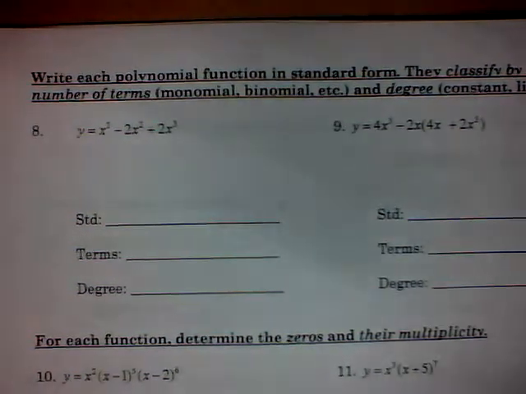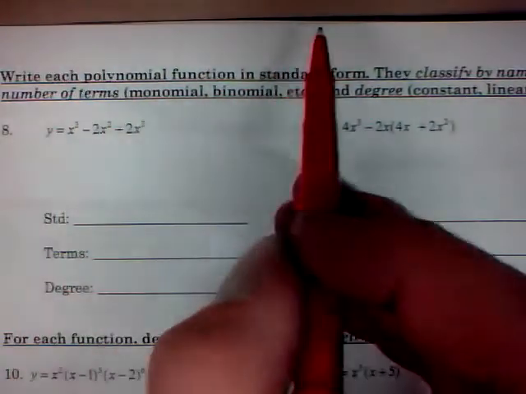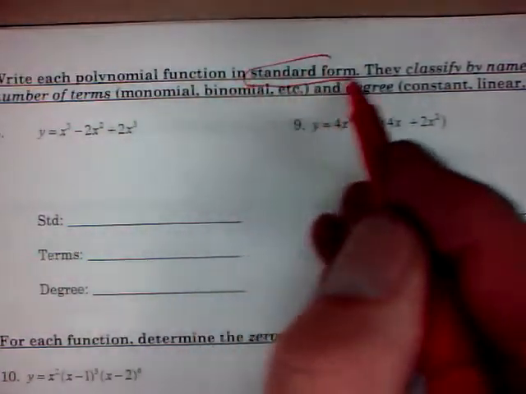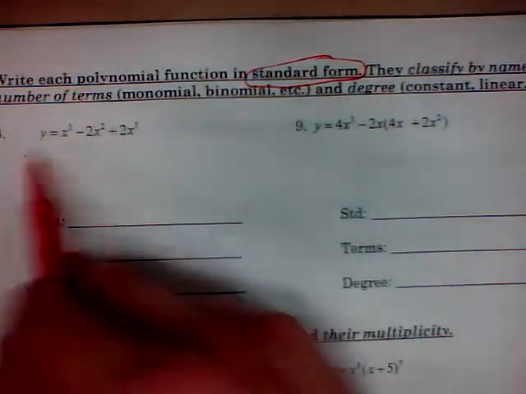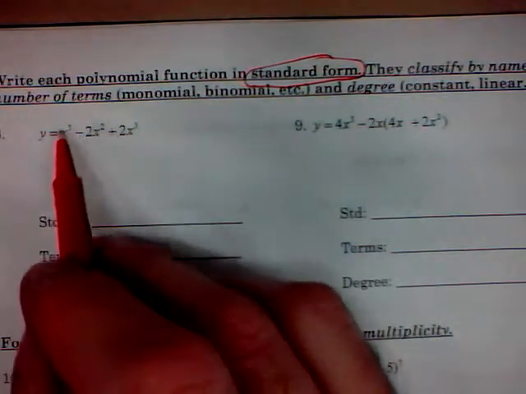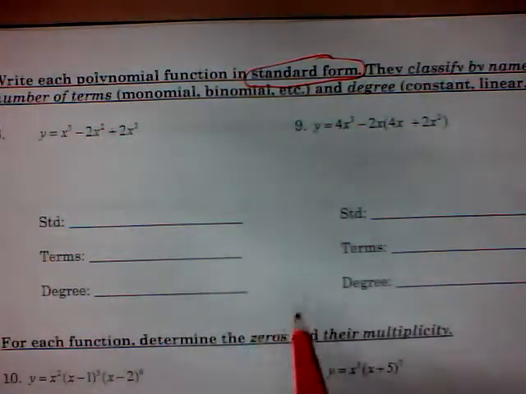Okay, on questions 8 and 9 here, our goal is to write the polynomial function in standard form. That's where you combine all your like terms and write them in decreasing order. So you do the cubes and the squares, then the x's, then the constants.